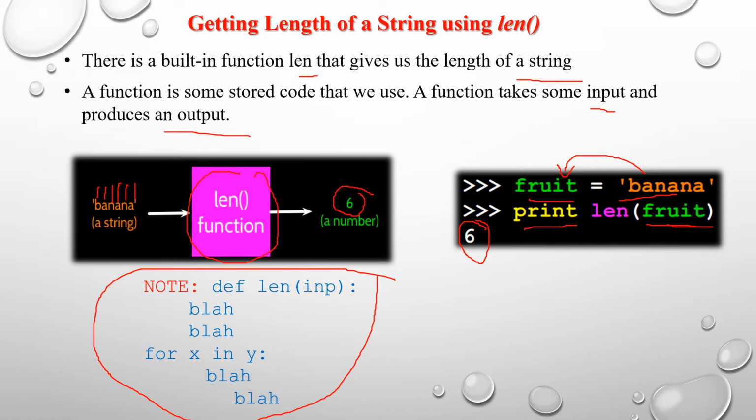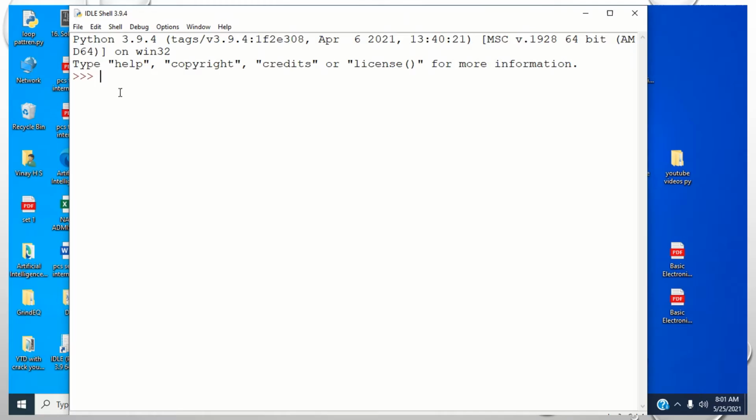Let's try this in the interpreter. So for example, you take fruit is equal to banana.